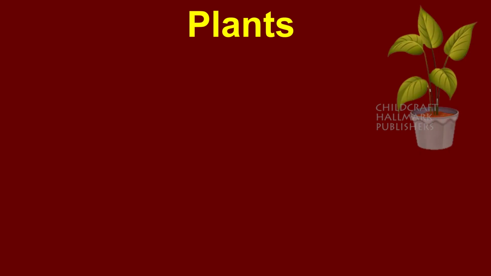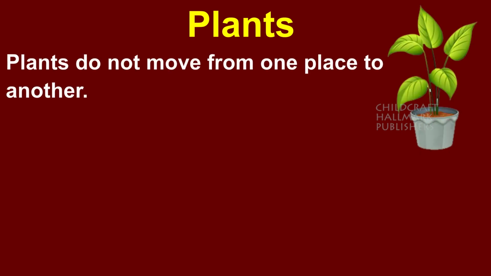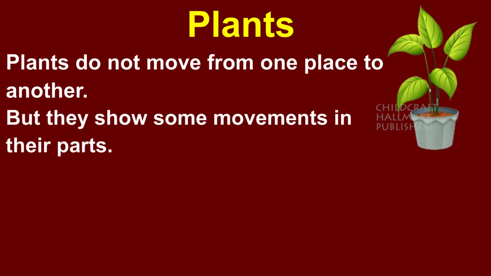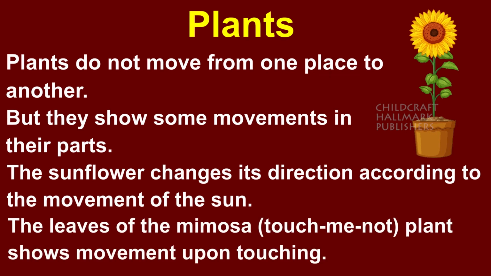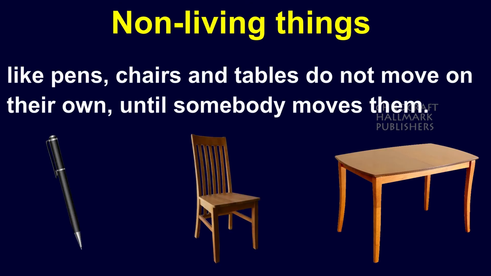Plants. Plants do not move from one place to another, but they show some movements in their parts. The sunflower changes its direction according to the movement of the sun. The leaves of the mimosa, touch me not, plant show movement upon touching. Non-living things like pens, chairs, and tables do not move on their own until somebody moves them.